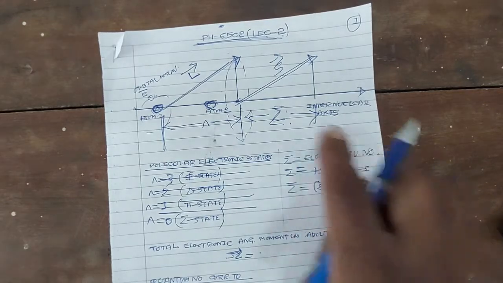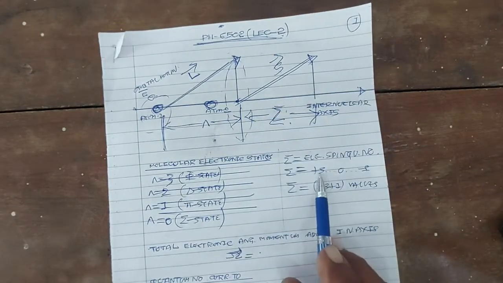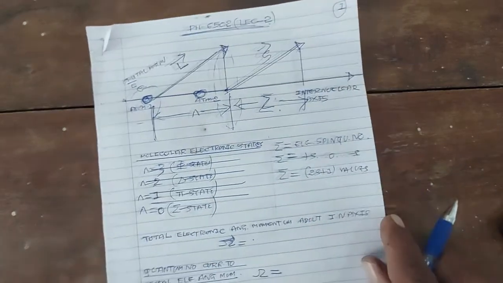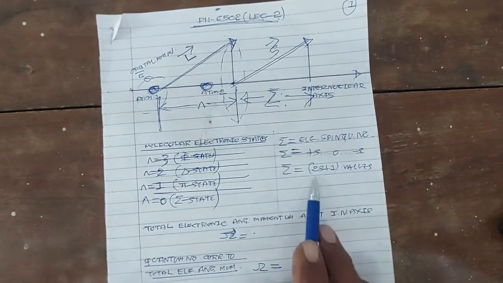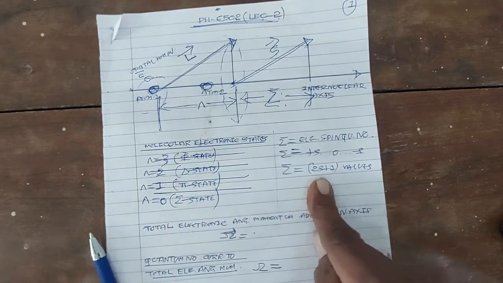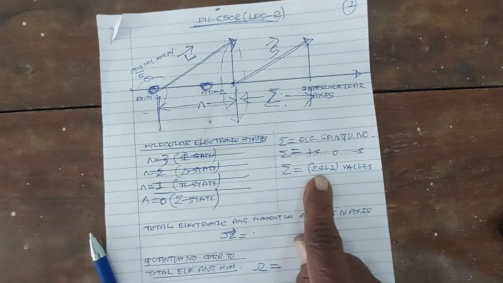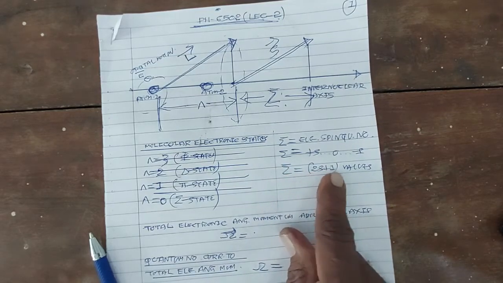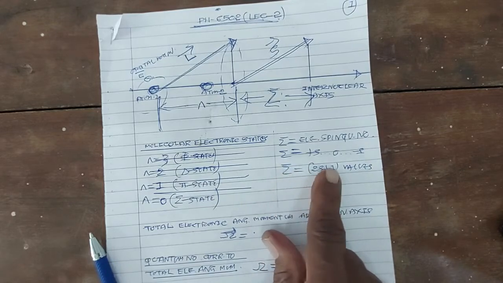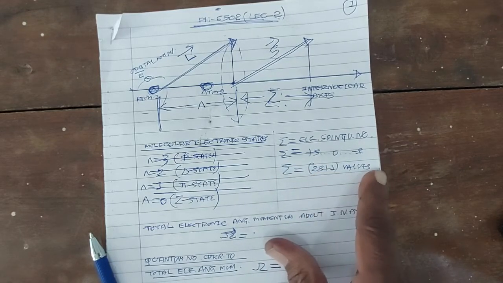The electronic spin quantum number sigma has values from plus S to minus S. So if you count the total values of the electronic spin quantum number from plus S to minus S, the total will be 2S plus 1. For example, if S is 0, then sigma has 1 value. If S is 1, then sigma has 2 times 1 plus 1, that is 3 values.